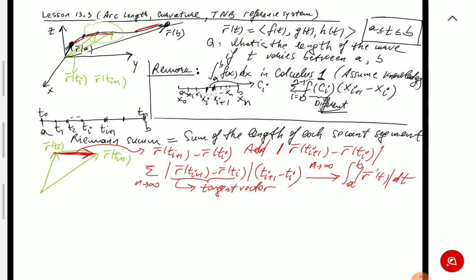Right, as n goes to infinity, you have finer and finer partitions. Those two points in the partition come closer and closer together, and that is going to be approximated by the tangent vector, r prime of t at that point t. t_{i+1} minus t_i can be approximated by dt as n goes to infinity. So as a formula, the arc length is going to be given by the integral from a to b of the magnitude of the tangent vector, r prime of t, dt.